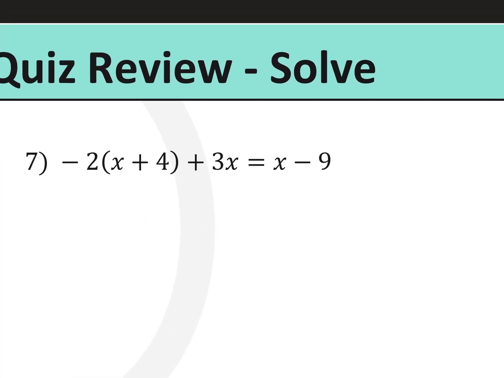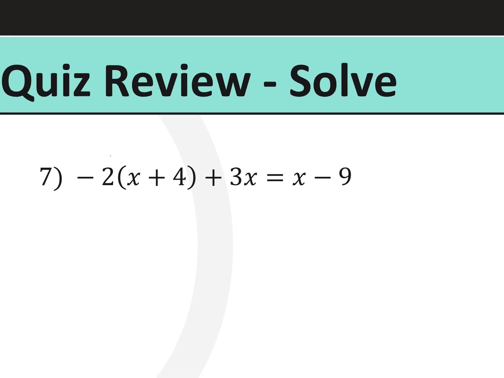Same thing. Simplify the left-hand side, then worry about moving stuff all over the place. So the first thing we need to do is what? Distribute that negative 2. Okay, perfect. So negative 2x minus 8 plus 3x equals x minus 9.